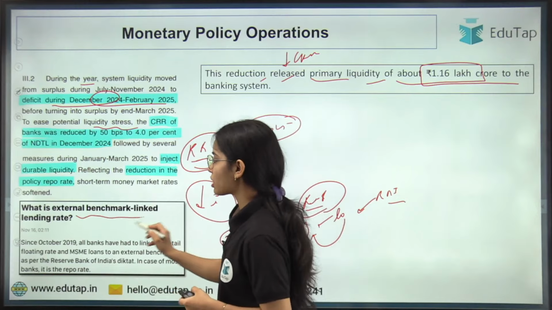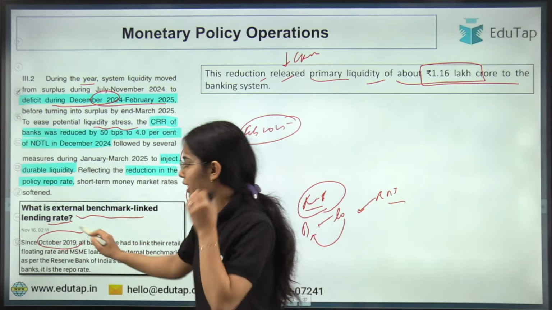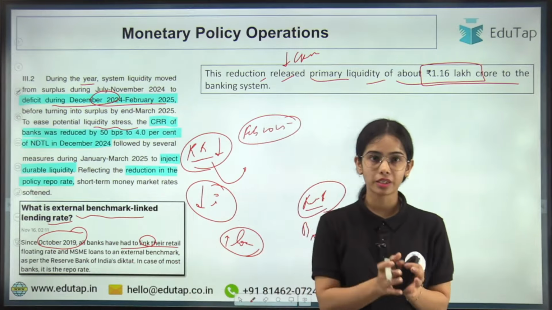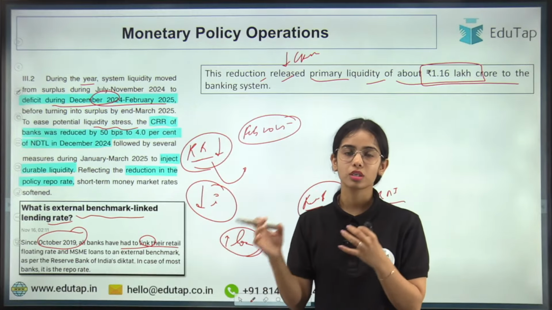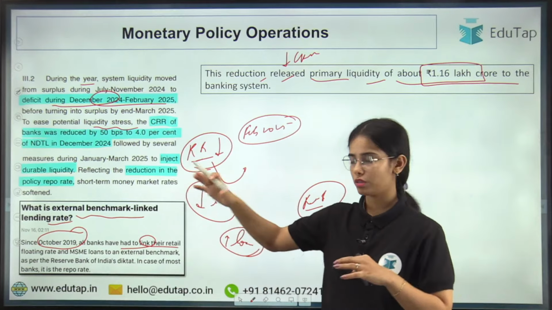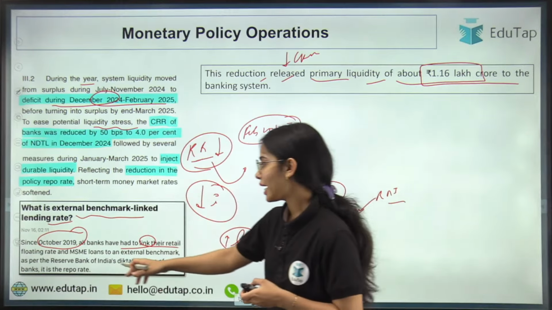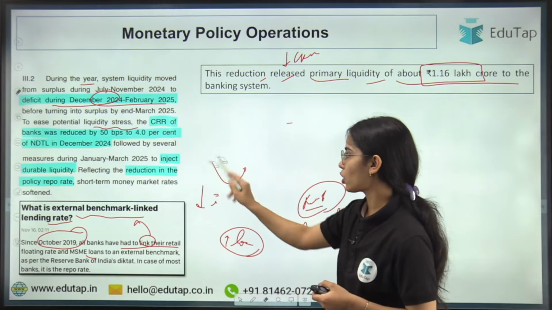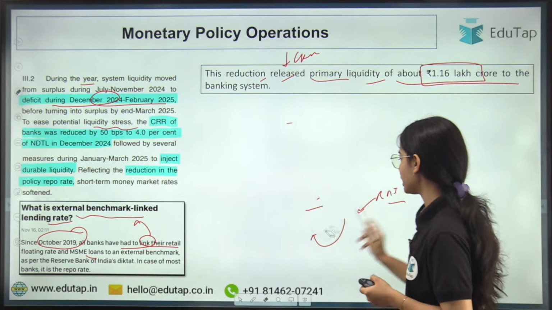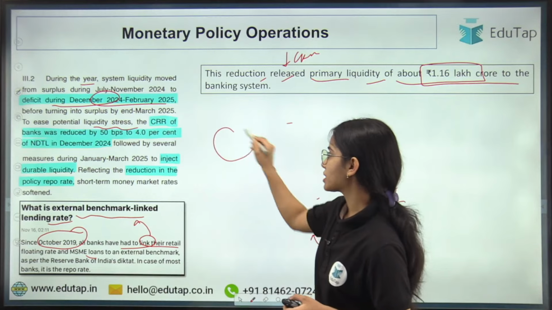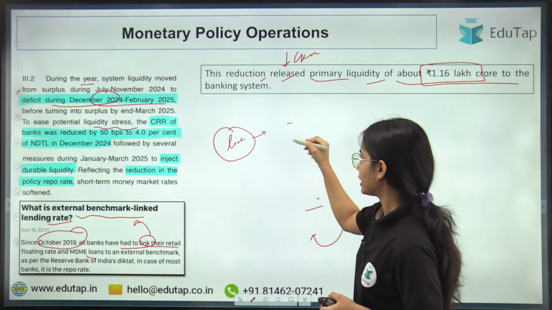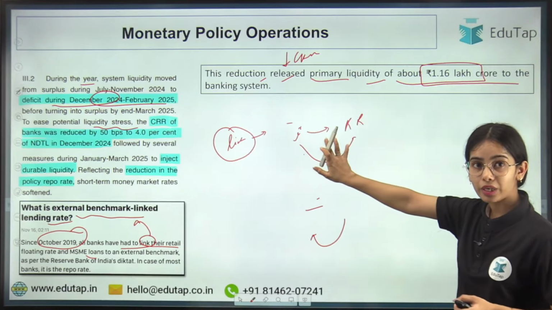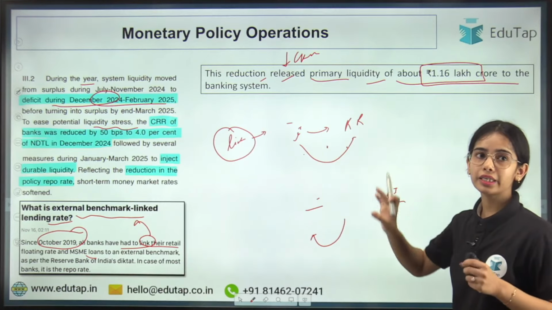Now, what is the external benchmark linked lending rate? First of all, this was introduced in October 2019. Since then, all the banks have to link their retail floating rate loans, that means their retail loans that have the floating, the volatile or changing rate, and the MSME loans, to the external benchmark. So basically, the RBI said in October 2019 that all the banks have to link their interest rate with the repo rate. And this linkage between the interest rate and repo rate was through the external benchmark linked lending rate.